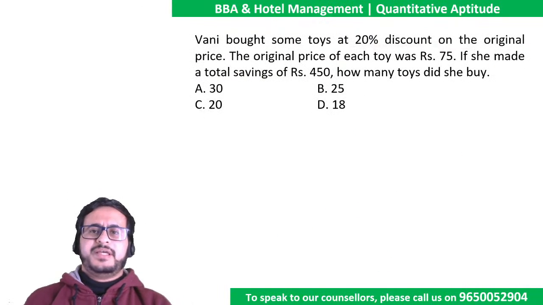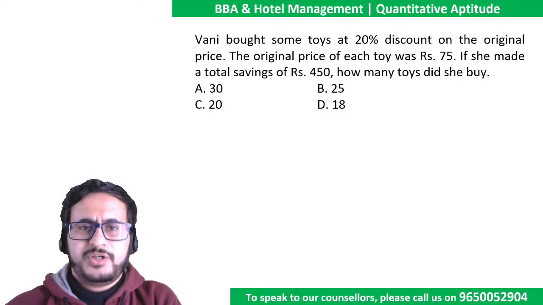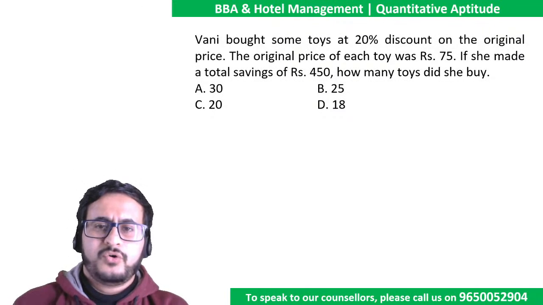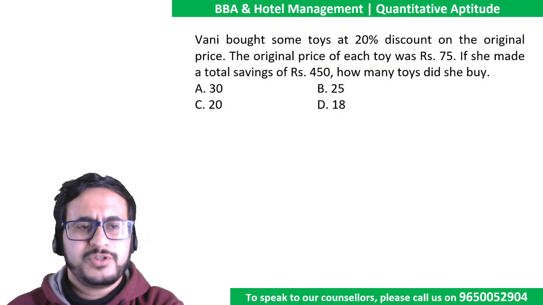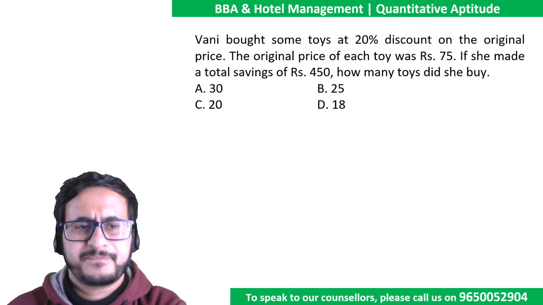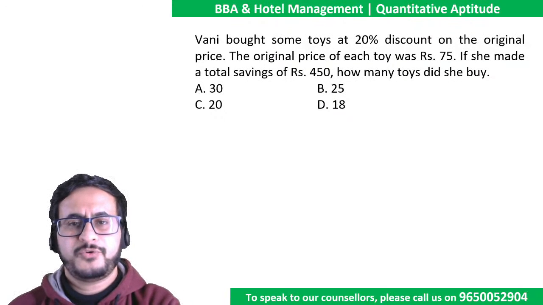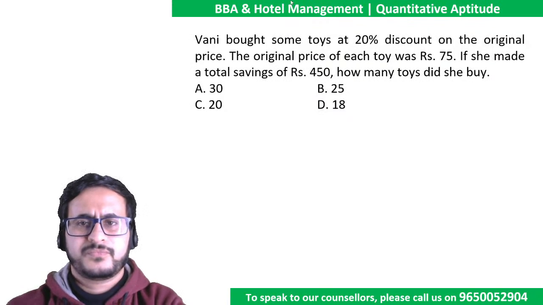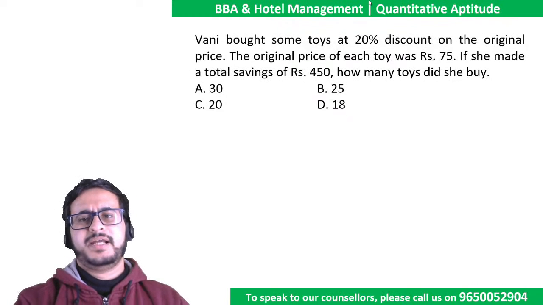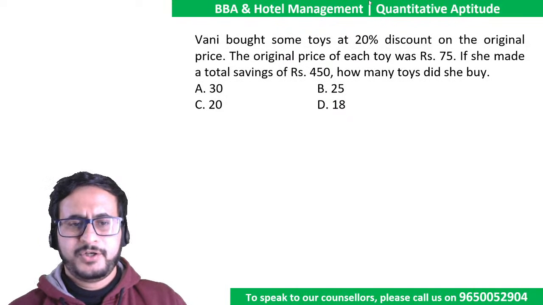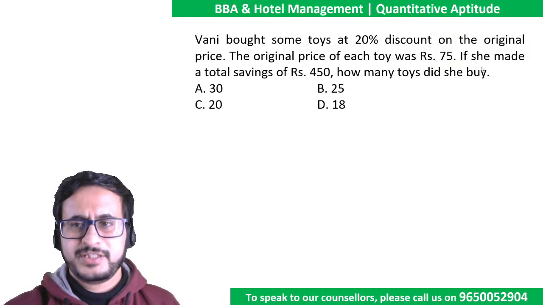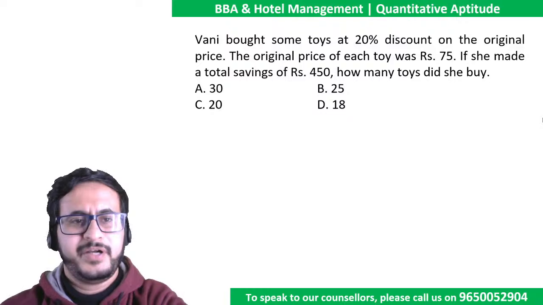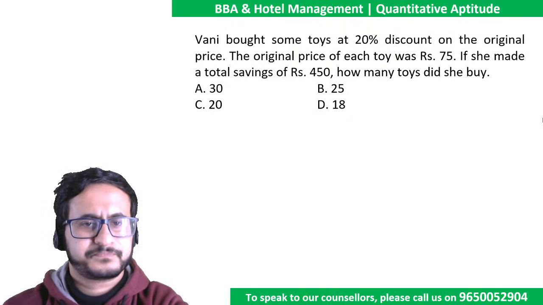Vani bought some toys at 20% discount on the original price. The original price of each toy was rupees 75. If she made total savings of rupees 450, how many toys did she buy? Okay, so that girl bought some toys, and on each toy she saved 20%, right? She got a discount of 20%.